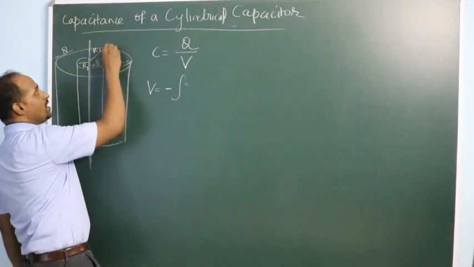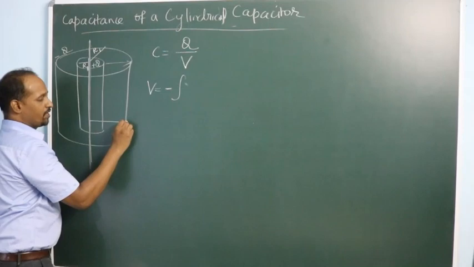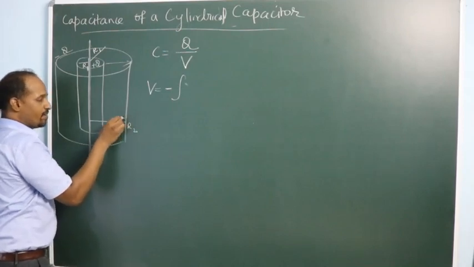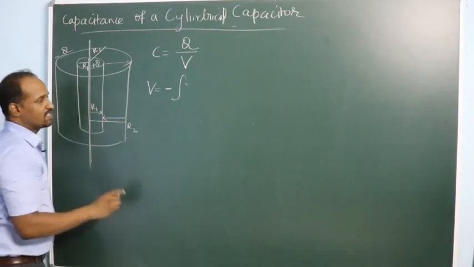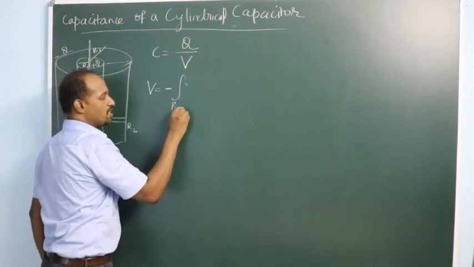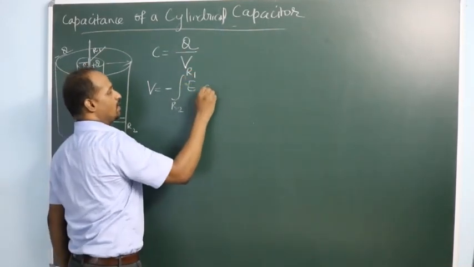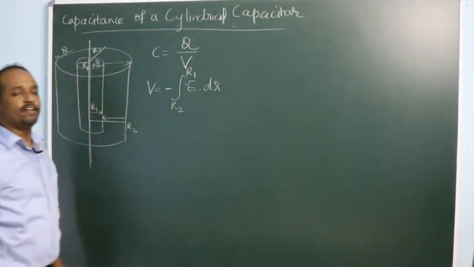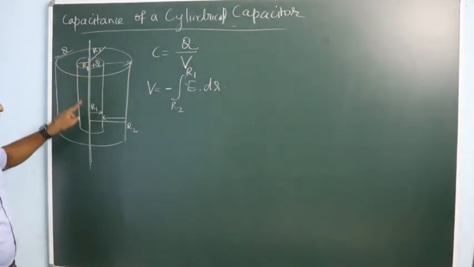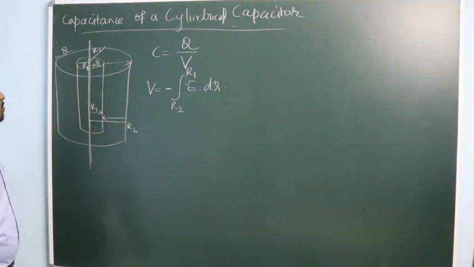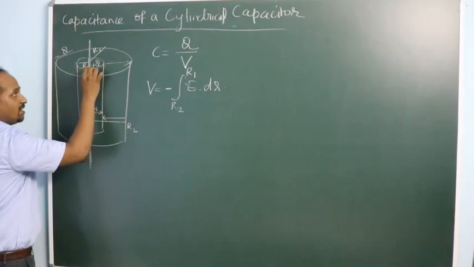And where to where are you bringing it? From R2 to R1, because the distance from the center to this point is R2, and you are moving it to this point, where the distance is R1. So the work done in moving a unit positive charge from R2 to R1 is the integral of E dot dr. And the electric field here is the electric field due to an infinitely long linear charge density, because the charge given is distributed in the cylinder.